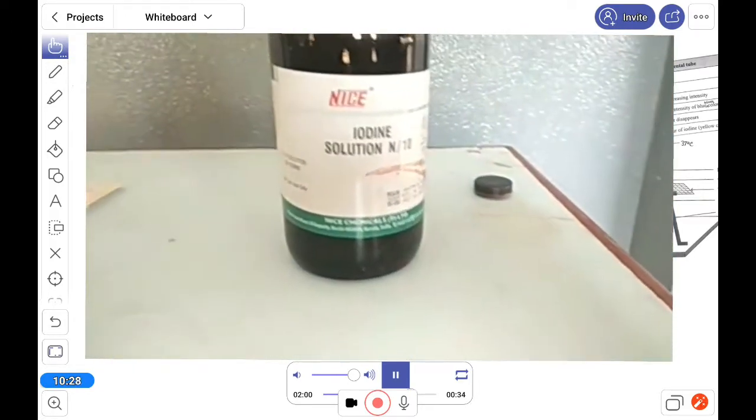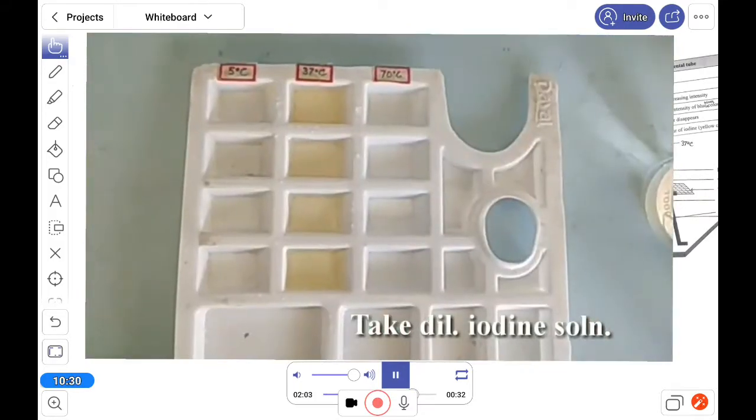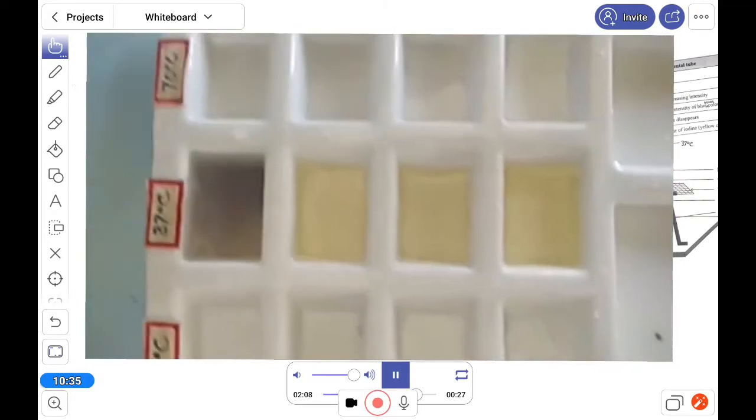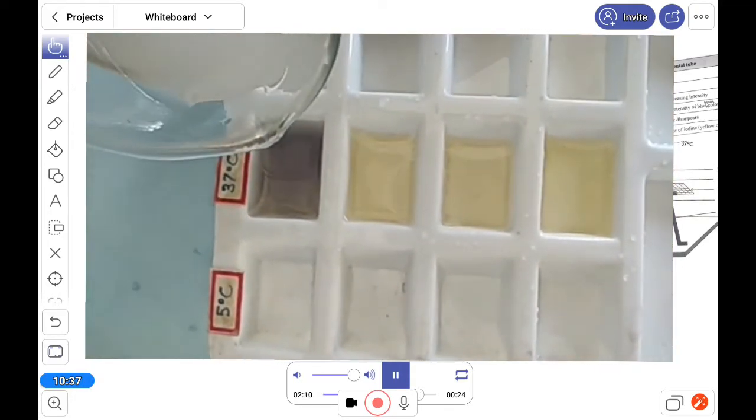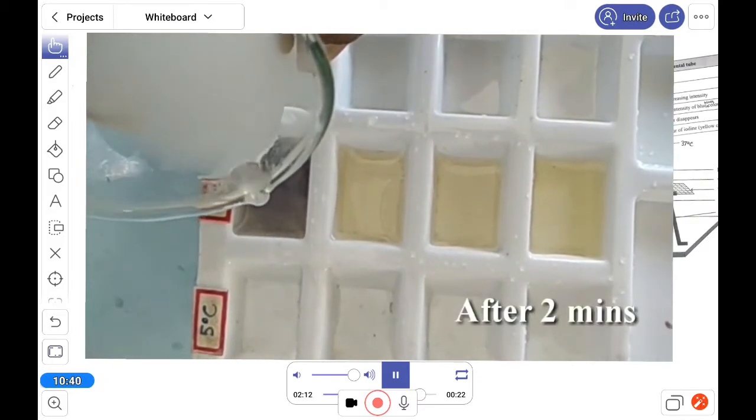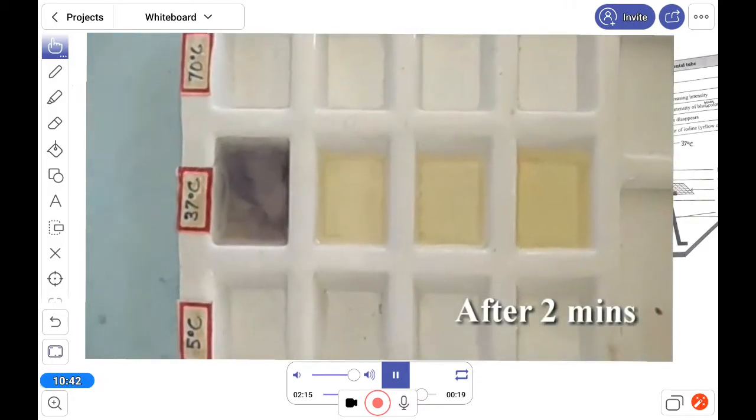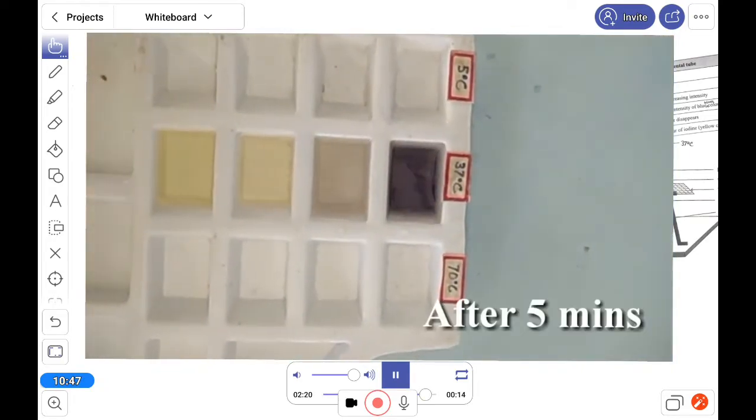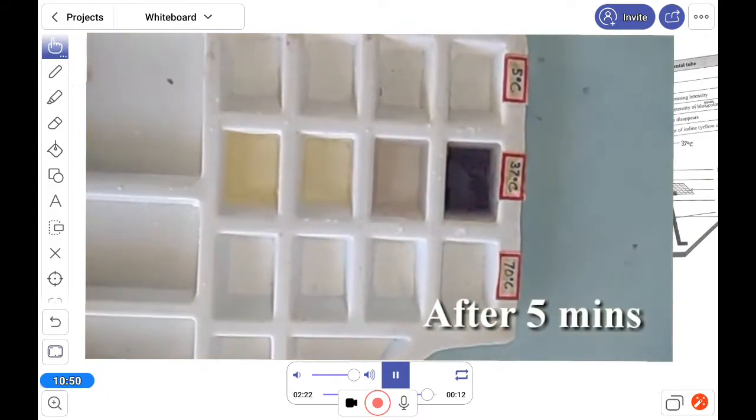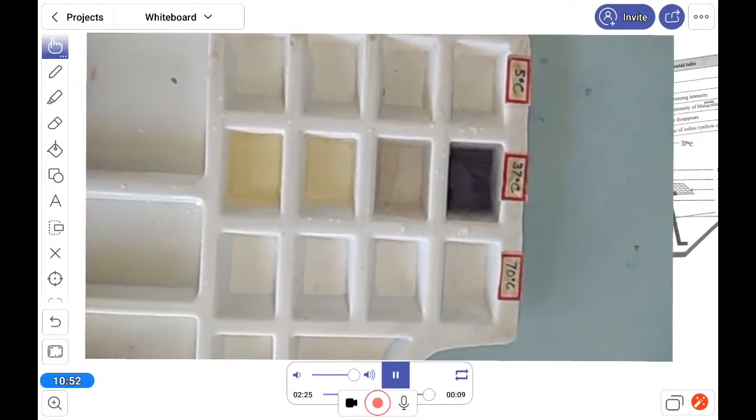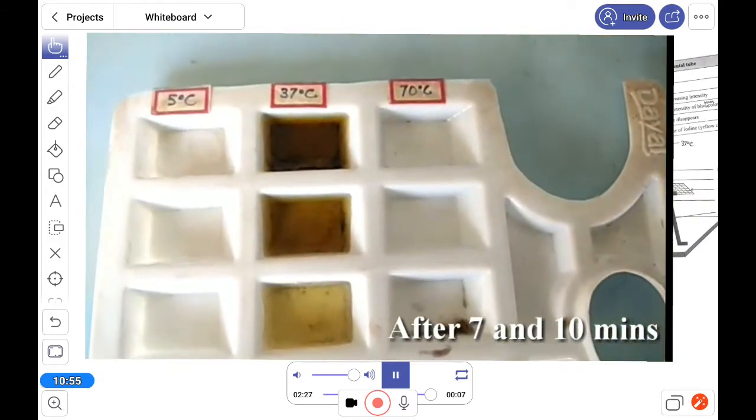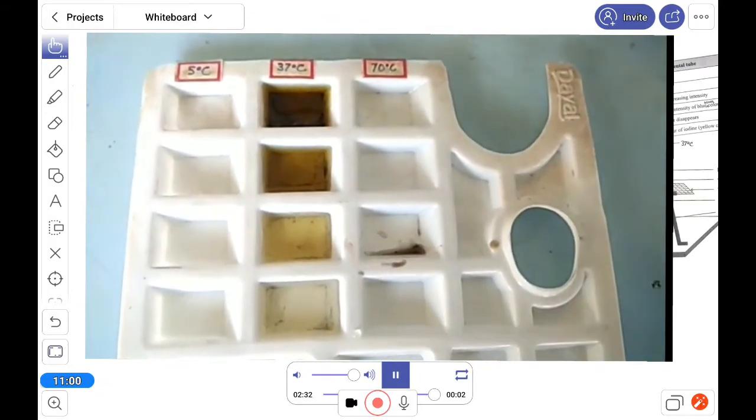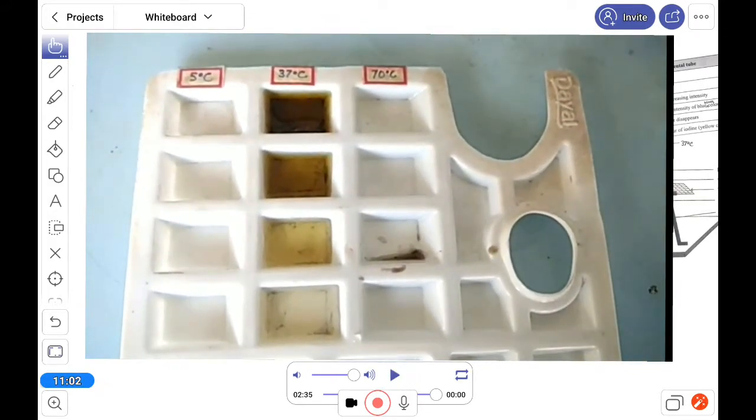After keeping it, after 2 minutes we take it out, and look here, we have given dilute iodine solution in every part. The first one, after 2 minutes when it is taken, is quite a dark color. Then after 5 minutes it is taken, and you can see the digestion after 7 minutes, and after 10 minutes.